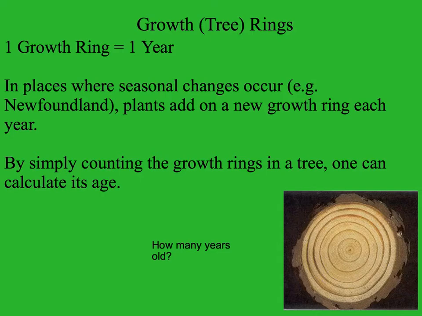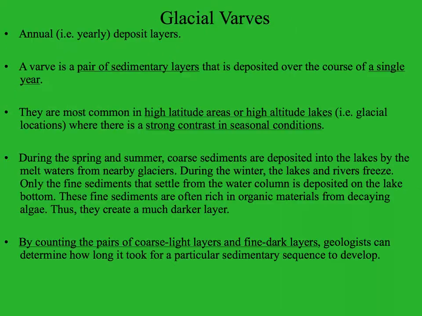So if you were to look at the diagram over on the right side, on the bottom, you would not count the center dot, but you would go light dark 1, light dark 2, light dark 3, light dark 4, light dark 5, light dark 6, light dark 7. So it's close on 7 years old because, of course, you don't count the bark.